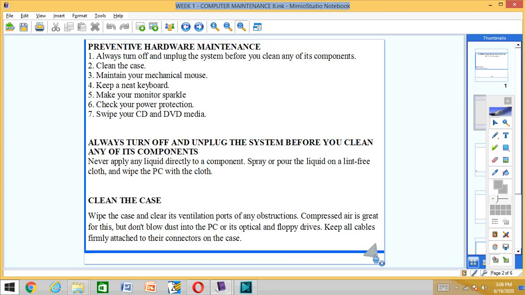We will consider this lesson under the following. 1. Always turn off and unplug the system before carrying out maintenance. 2. Clean the system casing. 3. Maintain your mechanical mouse. 4. Keep a neat keyboard. 5. Make your monitor sparkle. 6. Check your power protection. 7. Swipe your CD and DVD media.